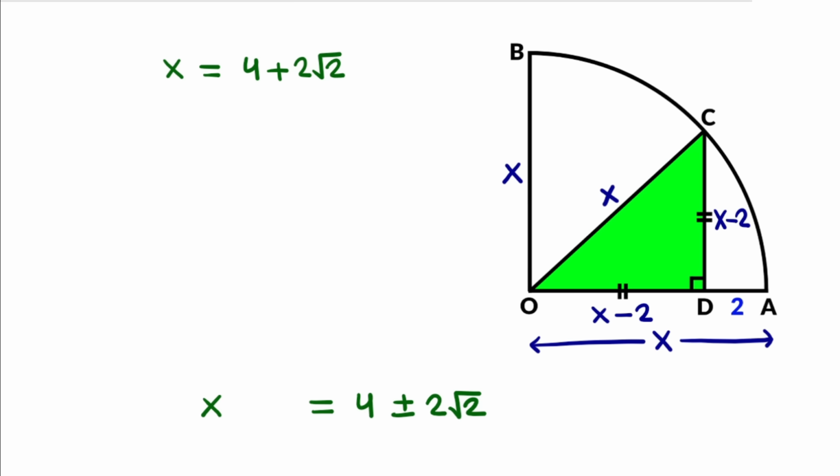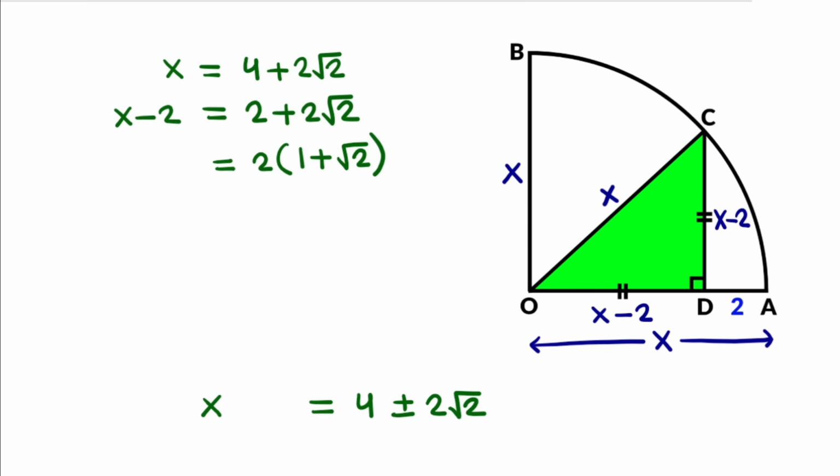Now let's find the length of each leg. Subtract 2 from the radius. x minus 2 equals 2 plus 2 square root of 2. Factor out the common 2. Each leg is 2 times the quantity 1 plus square root of 2.